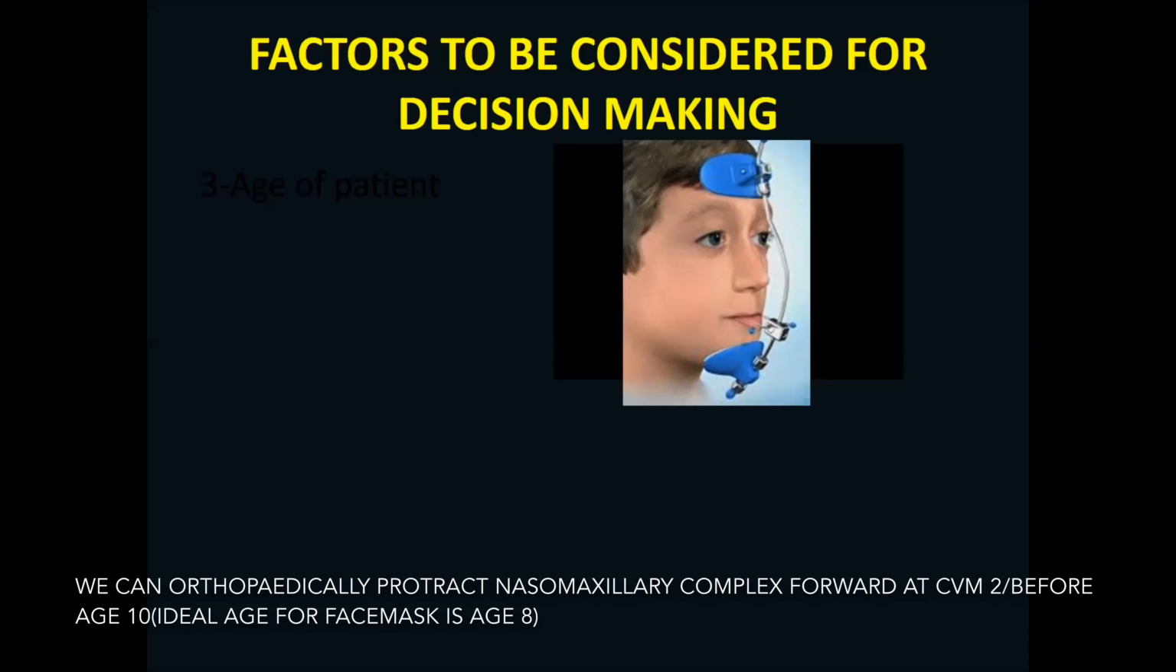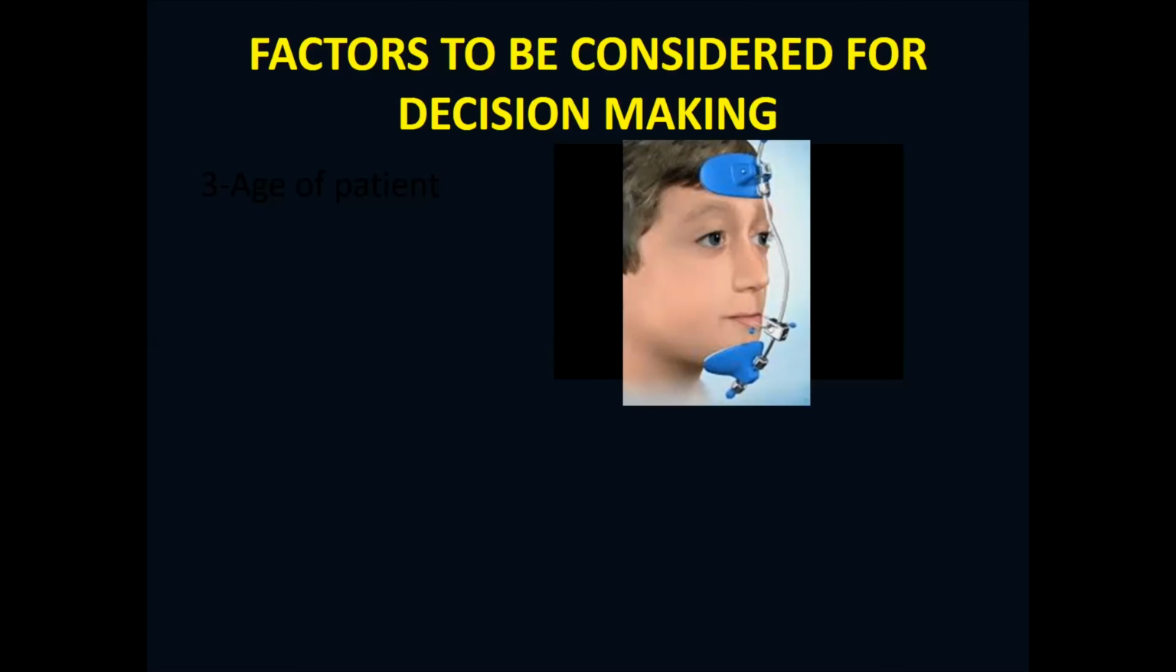This we will be considering in any patient. And after the age of 10 years, the simple take home message is that you cannot apply a face mask for the protection of the maxilla after CVM2, because after the age of 10 years, the sutures by which the maxilla is attached posteriorly and superiorly would get fused. So you are not left with the good opportunity of protecting the nasomaxillary complex forward by the orthopedic appliance, which are the face masks.